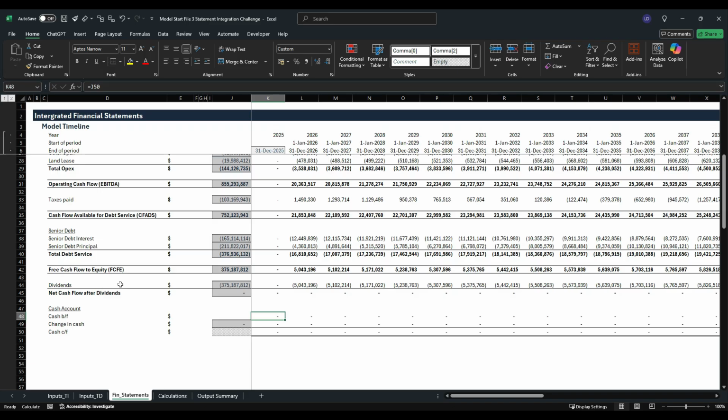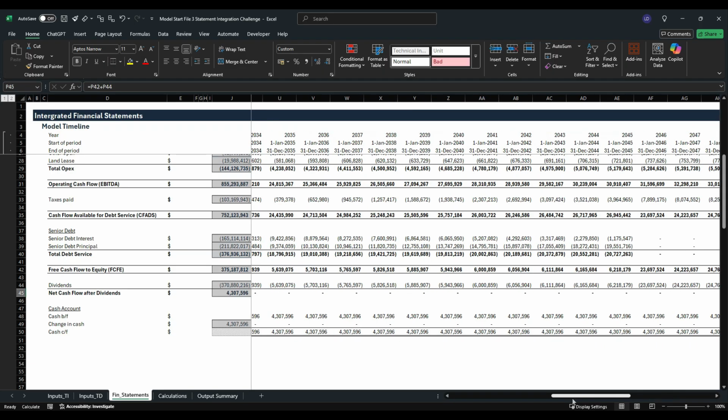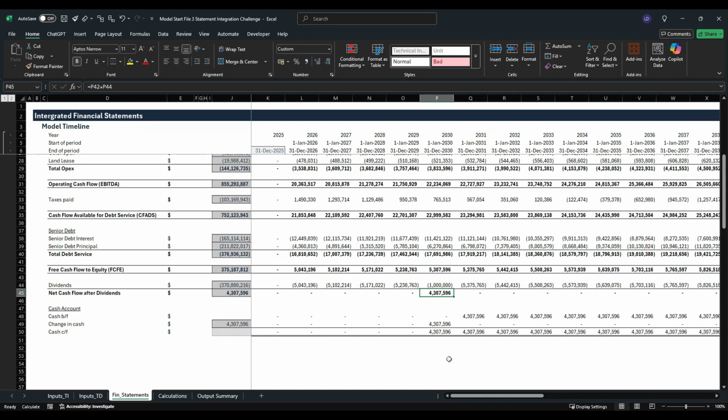But we can test whether the account works as intended. And we can say that in the year 2030, the equity investor might decide to only distribute $1 million, which would leave us with a net cash flow after dividends of $4.3 million, which is then built up in the cash account and would sit in there in perpetuity because we haven't adjusted a future dividend payout, which would allow this cash to be distributed. So let's undo this, hit Control R here to drag over the formula again.